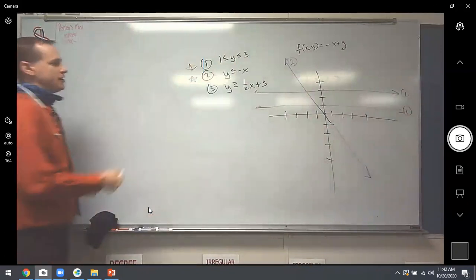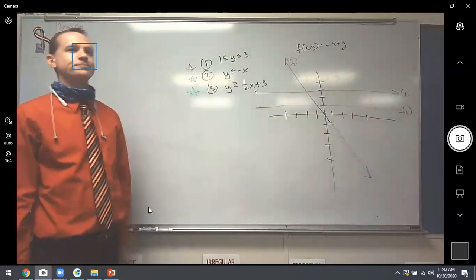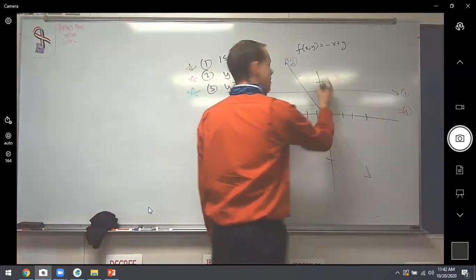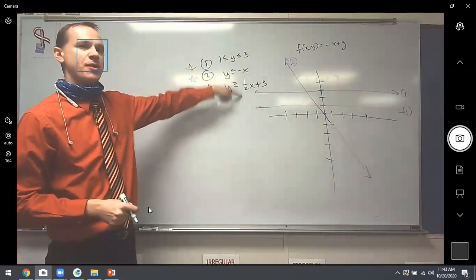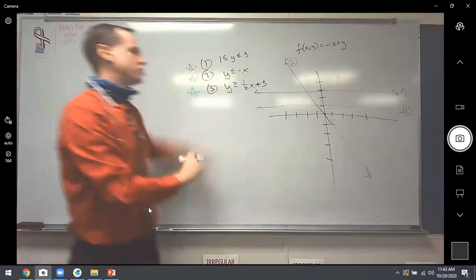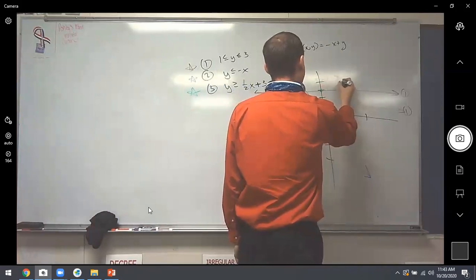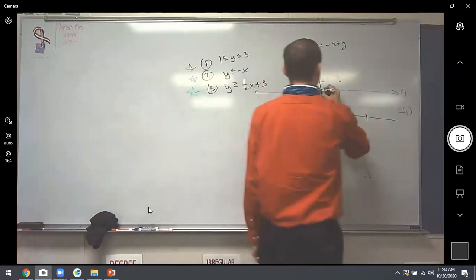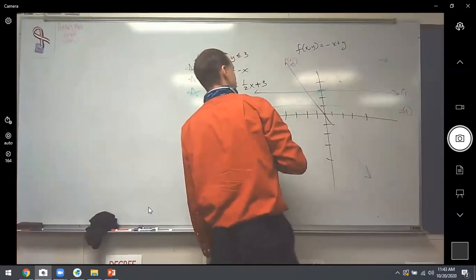Third inequality. Y-intercept is 3. So I know it'll start up here at 3 right there. And the slope is 1/2. So I'm going to rise 1 every time I run over 2. Up 1 over 2. So up 1 over 2. There's another point. And again, this one will be a nice solid line. Something like this right here.